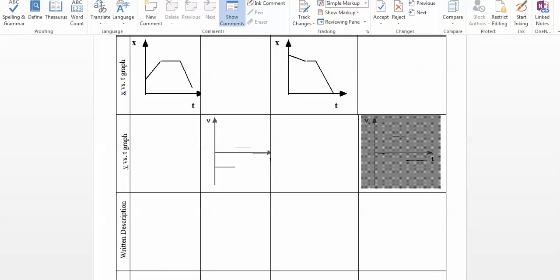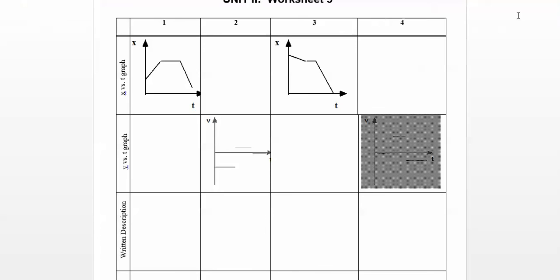So I'm going to go to Review. I'm going to start inking, and what I should be able to do is start writing on this. So what we have is actually 4 problems here. There's problem 1, problem 2, problem 3, problem 4. Now on the other side of the page, there's problems 5, 6, 7, and 8.